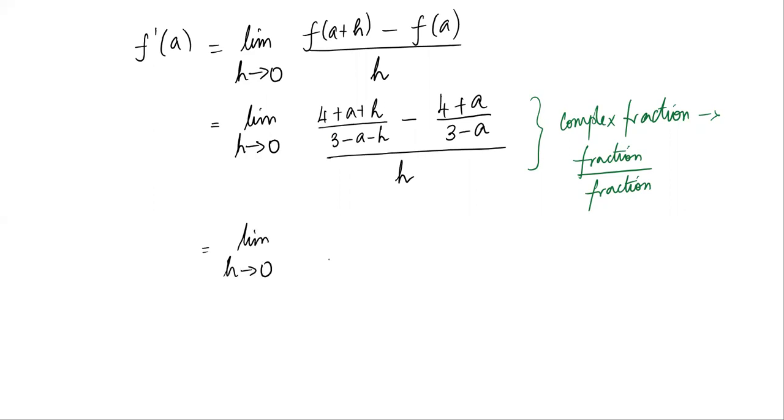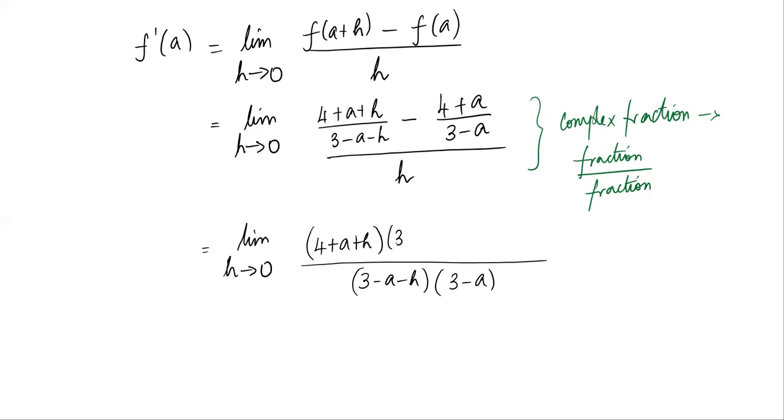And so let's focus on the numerator by taking the LCD, right? So the LCD is 3 minus a minus h times 3 minus a, right? And on the top, you're going to have 4 plus a plus h times this 3 minus a, minus 4 plus a times 3 minus a minus h. That is just the numerator, right? All over h. You have to keep tagging that h.